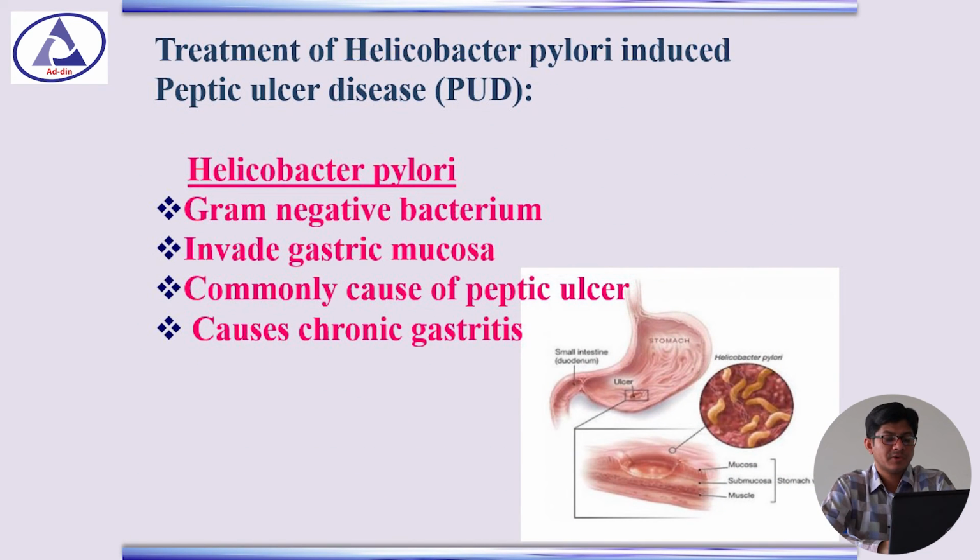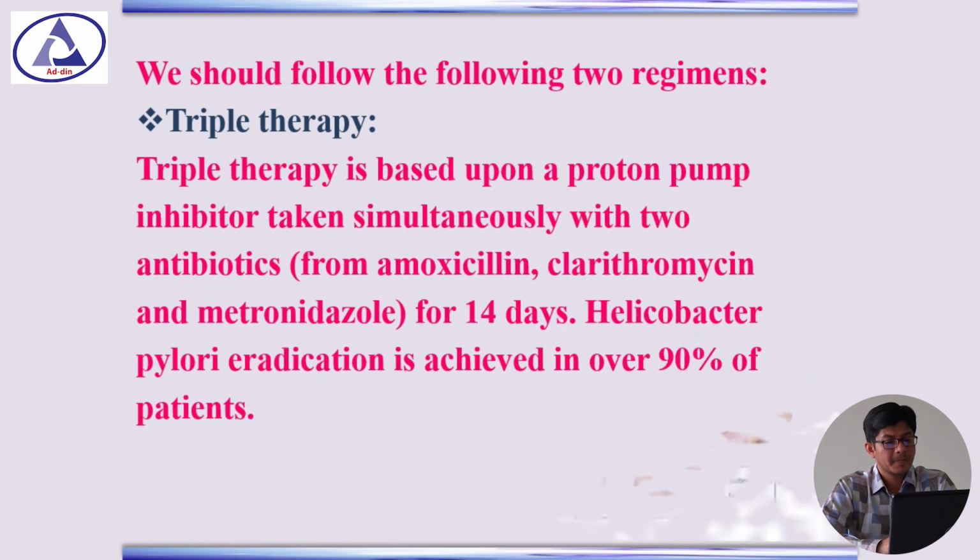Treatment of Helicobacter pylori induced peptic ulcer disease: Helicobacter pylori is a gram-negative bacterium that invades the gastric mucosa, is a common cause of peptic ulcer and causes chronic gastritis. We should follow two regimens: triple therapy and quadruple therapy. Triple therapy is based upon a proton pump inhibitor taken simultaneously with two antibiotics from amoxicillin, clarithromycin and metronidazole for 14 days. Helicobacter pylori eradication is achieved in over 90% of patients.